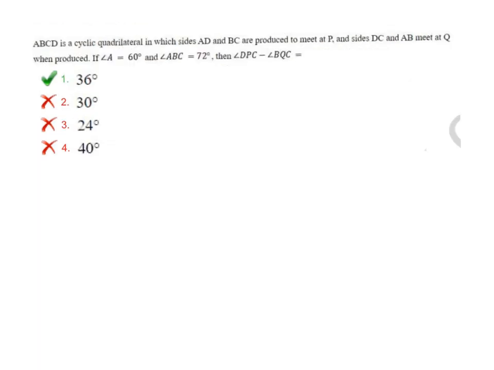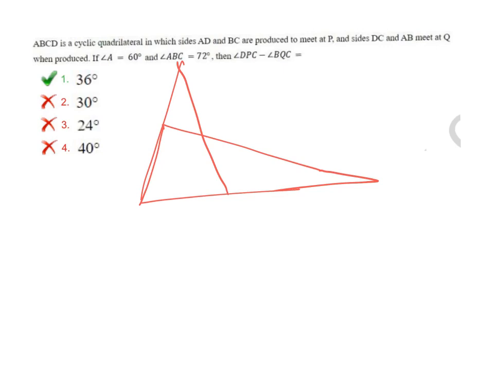Then the next one. ABCD is a cyclic quadrilateral with the sides AD and BC produced to meet at P, and DC and AB meet at Q. So first draw it like this. Here you are producing two sides, another two sides you are producing like this. Now this is your cyclic quadrilateral, A, B, C, D. You are producing AD and BC at P and DC and AB at Q, and it is giving you angle A is 60, ABC is 72.